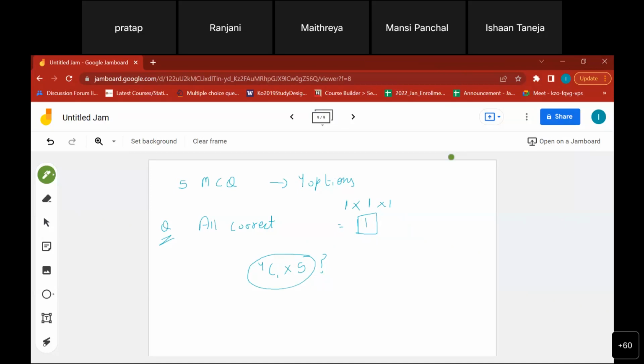No. See, for the first question, suppose the answer is A. For the second, the option is B. For the third, it's C. So in how many ways can you get the first question correct? If you take the option A only, right? The correct option won't keep on changing. To get the first correct, it's one way. To get the second correct, it's one. Similarly, for the third, fourth, and fifth question, it's all one, right? So there is one way to get all correct. So in how many ways will you not get all correct?